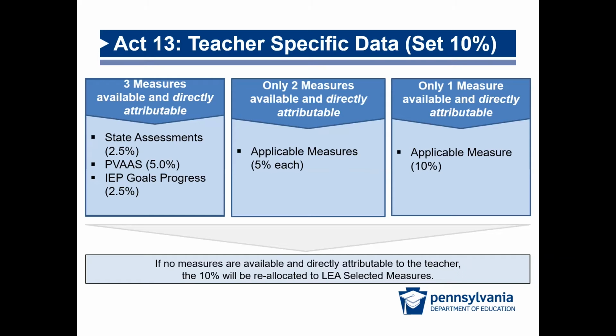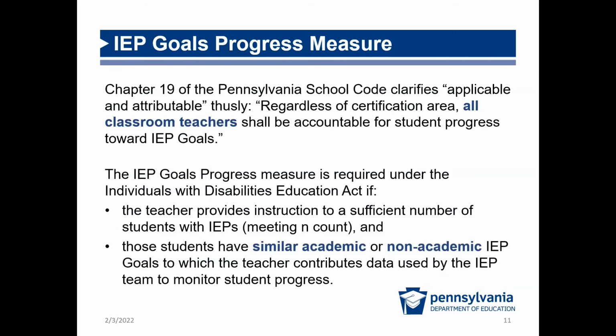Thank you. Okay. So let's look at this IEP goals progress. Is this something that we can waive, just, you know, look away? No, we cannot, because all classroom teachers shall be accountable for student progress toward IEP goals. So regardless of their certification area, the IEP goals progress measure is required under the Individuals with Disabilities Education Act if you meet these two things.